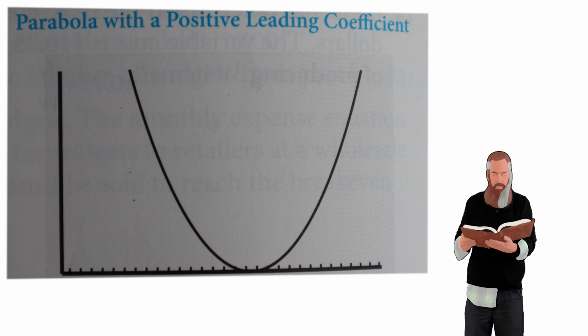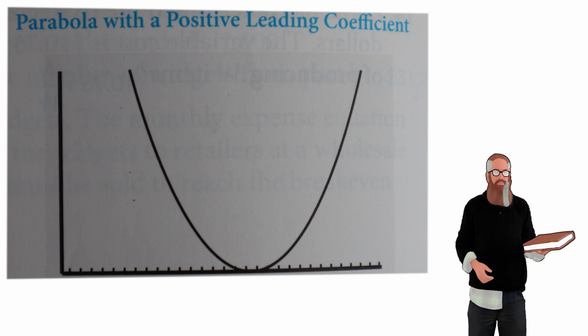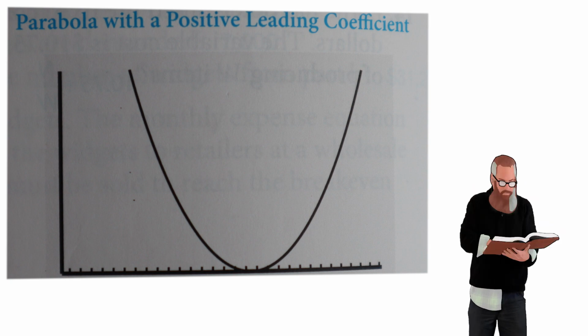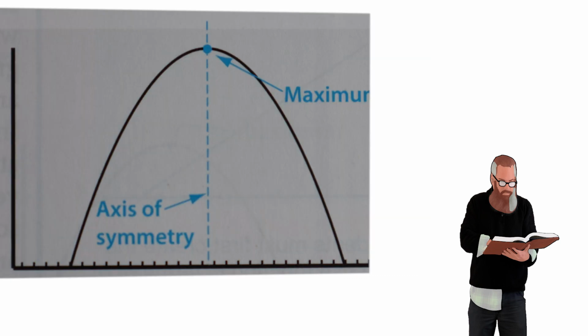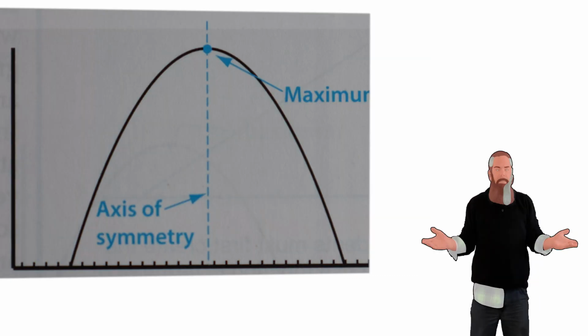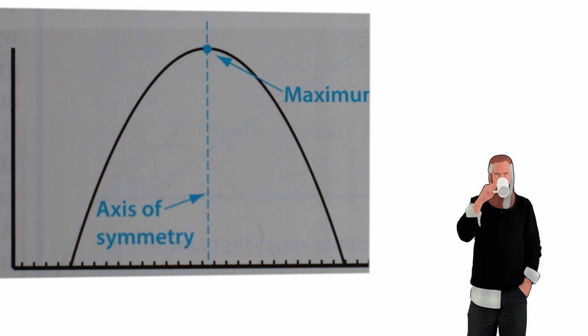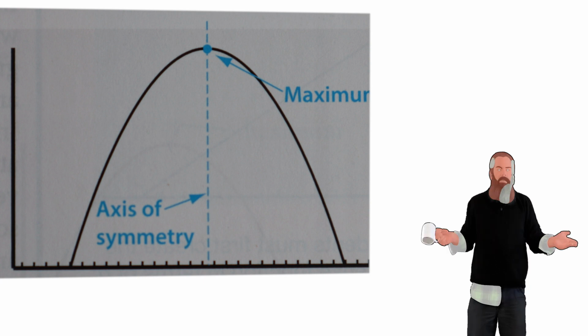If the leading coefficient a is positive, then the parabola opens upward. In the graph, the parabola reaches its lowest point, or minimum. This point is the vertex of the parabola. If the leading coefficient is negative, then the parabola opens downward. The downward parabola shown models a revenue function. In the graph, the parabola reaches its highest point, or maximum, at its peak.